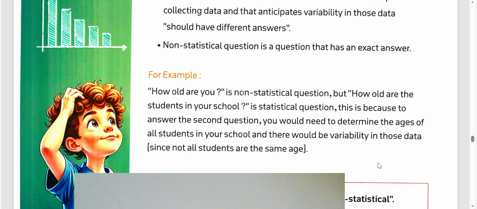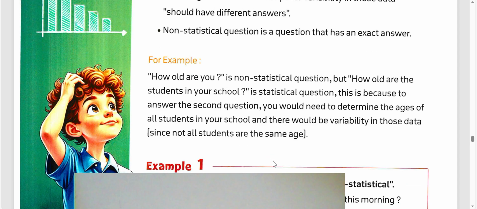For example, here, how old are you? This is a non-statistical question. But how old are the students in your class? It will be a statistical question. Then it is a statistical question for a group, but non-statistical for one person, one student. This is because to answer the second question, you would need to determine the ages of all students in your class. There would be variability in this data since not all students are the same age.